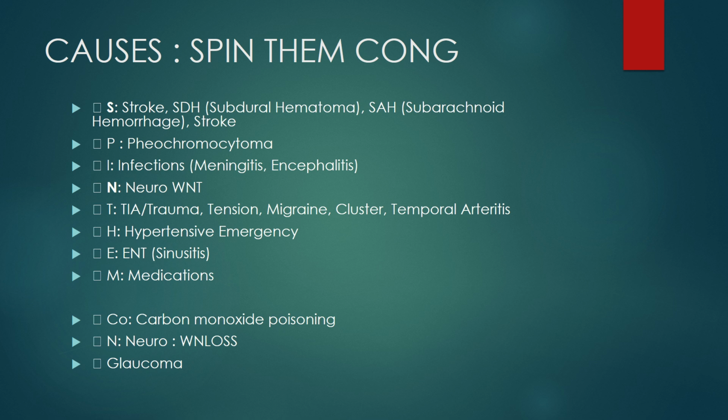H is for hypertensive emergency, E is for ENT causes like sinusitis, and M is medications like NSAIDs. There's some OCPs that can cause headache. So C is for carbon monoxide poisoning, and again I've put N here for neuro weakness, numbness, and loss of sensation, and G is for glaucoma that can also cause headache.